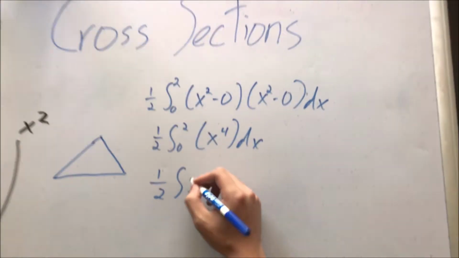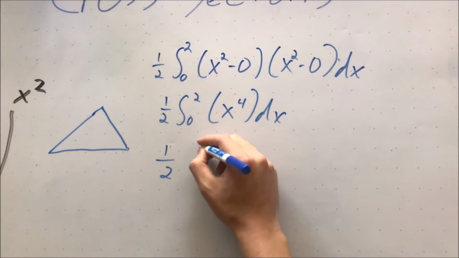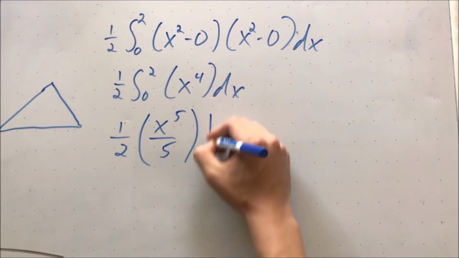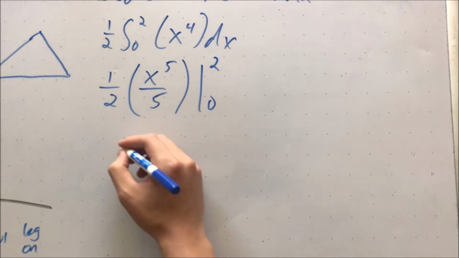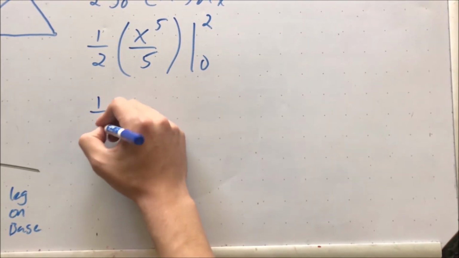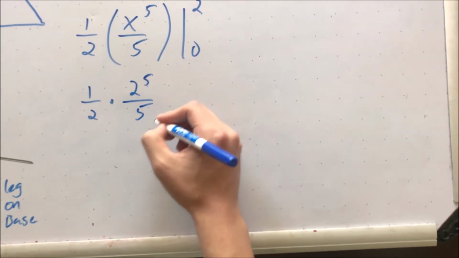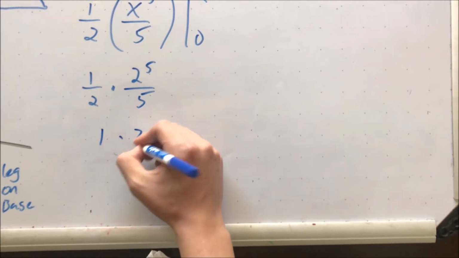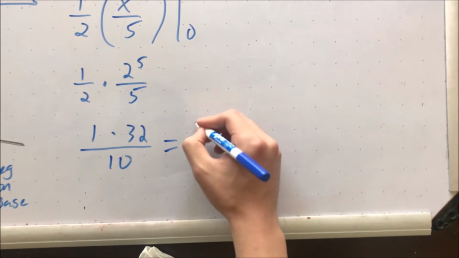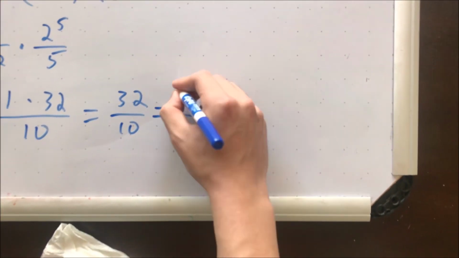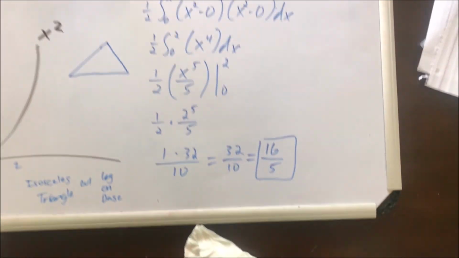Then you find the integral of that, giving you x to the fifth over 5 with the bounds 0 to 2. You then simplify using f of b minus f of a, giving you 2 to the 5th over 5 times 1/2, and the zeros cancel out. So you simplify that, giving you 32 over 10, simplifying to 16 over 5.